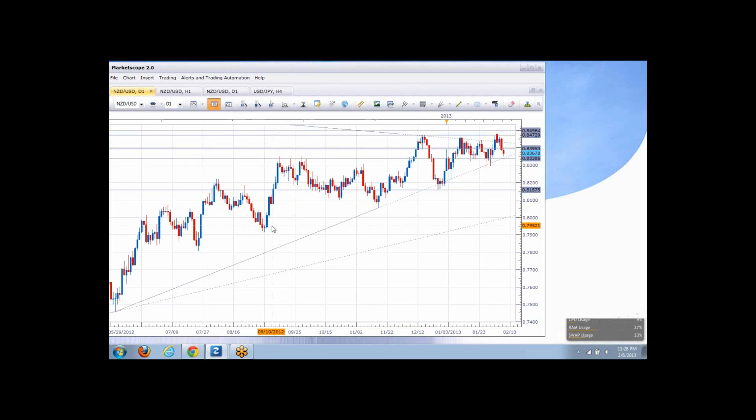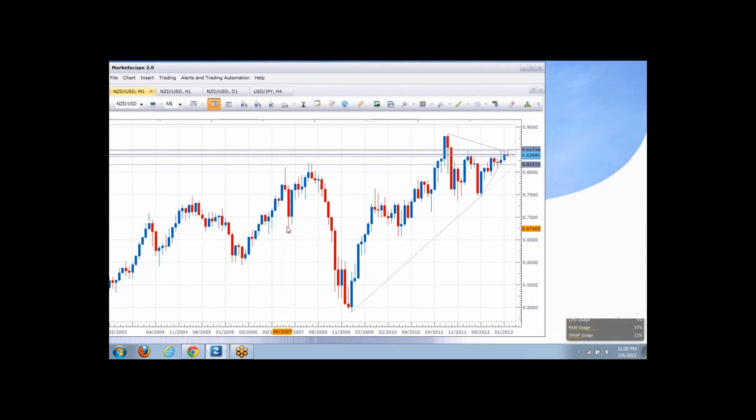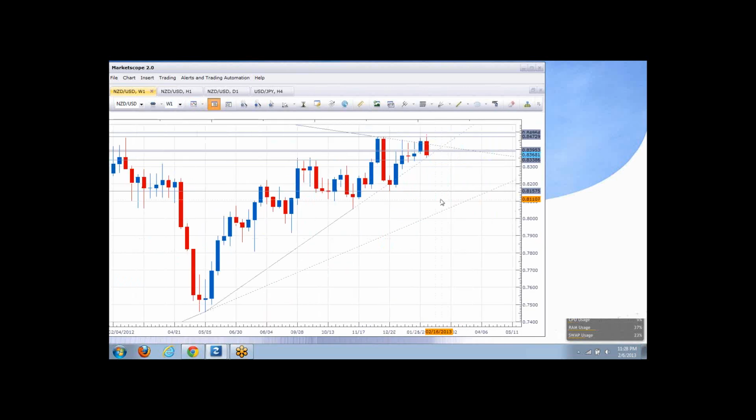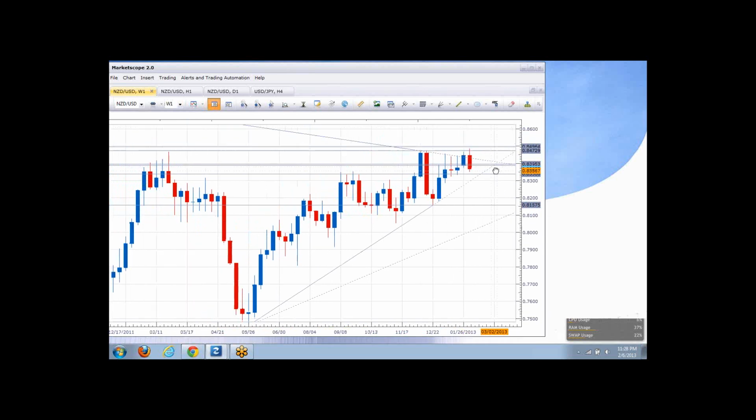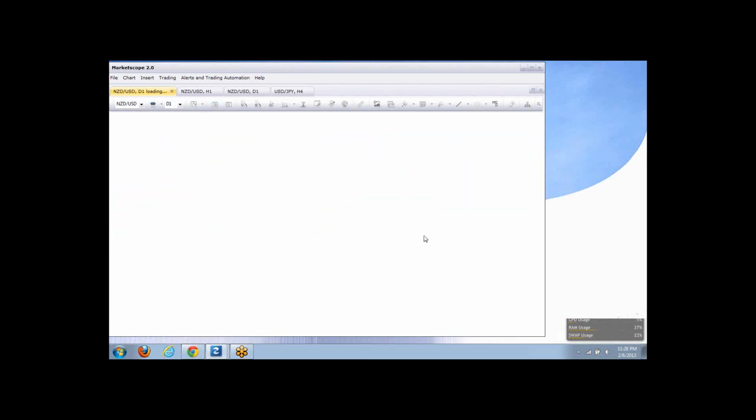So, currently Kiwi's on an uptrend on the daily chart. Overall it's still an uptrend on the monthly. The weekly candle currently has sellers in control, nearing the weekly uptrend line. We're getting close to it. It broke through a pretty significant, I think it's a daily demand level.